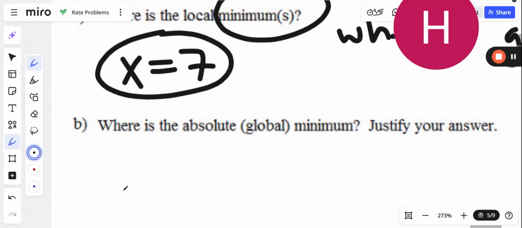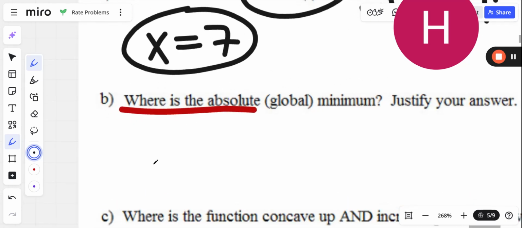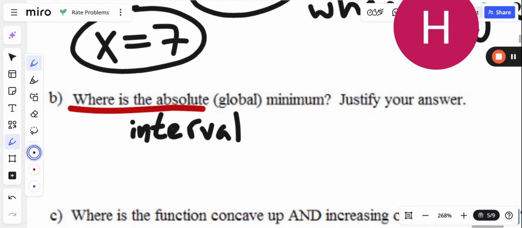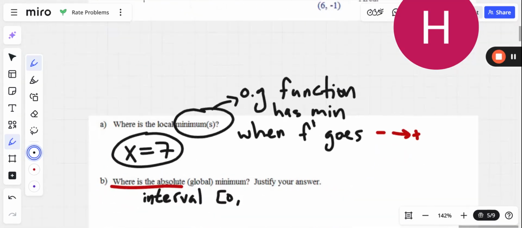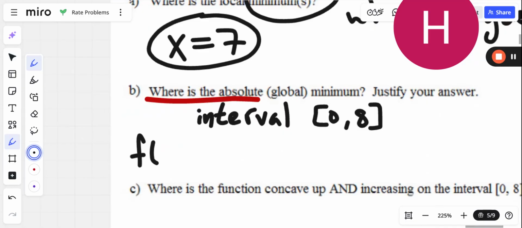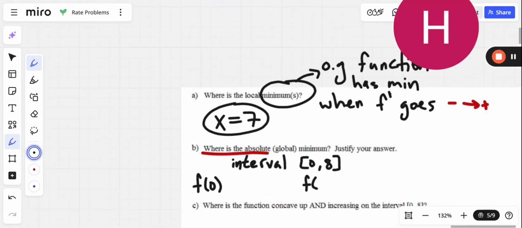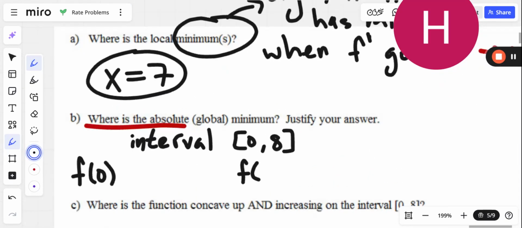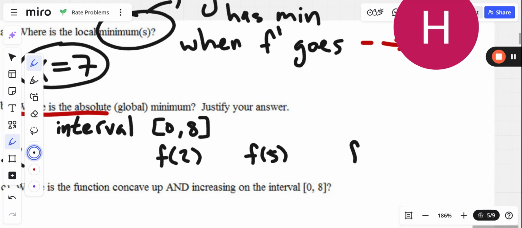Where is the absolute global minimum? So here we have to be a little bit careful. We're given an interval, so this is going to go from 0 to, what was it, 8? Yes, from 0 to 8. So we have to consider f of 0. We have to consider f of 7, any critical points actually, so f of 2 and f of 5 as well. f of 7, and of course f of 8.